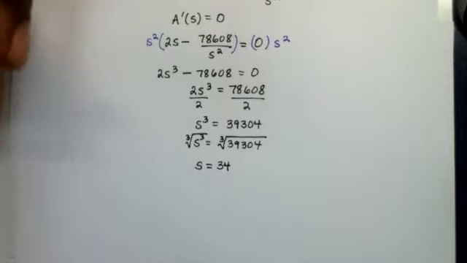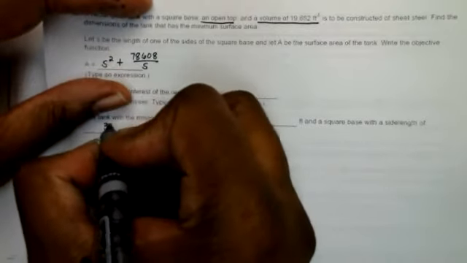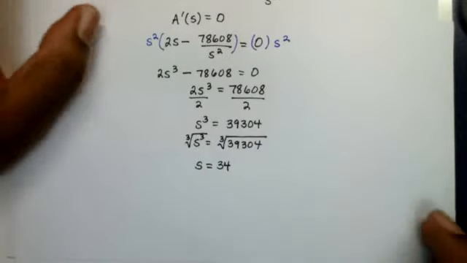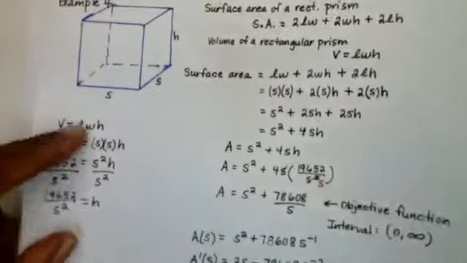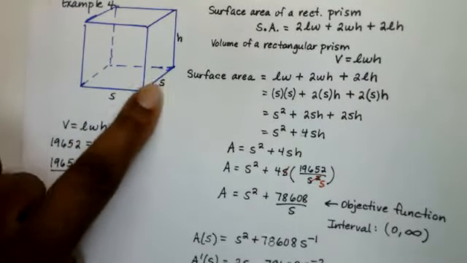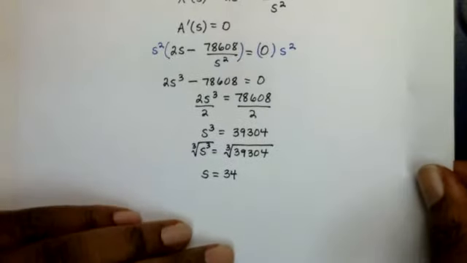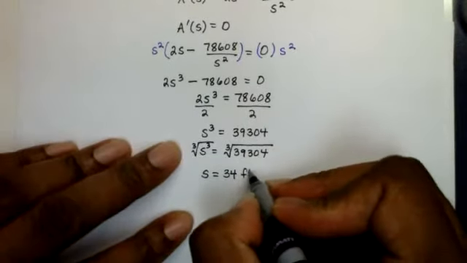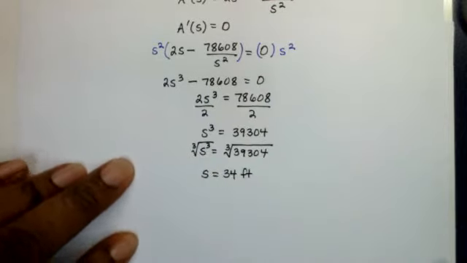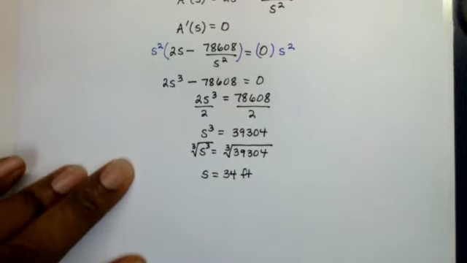So if I want to answer the question, the tank with the minimum surface area has a height of, well, I'll come back to that, and a square base with a side length of 34 feet. Because that S represents the side length of that rectangular tank. So it's this side right here and this side, since they're both equal, a square, it has a square base. So this is 34 feet, to be specific.